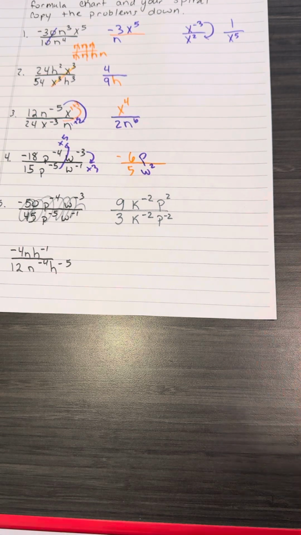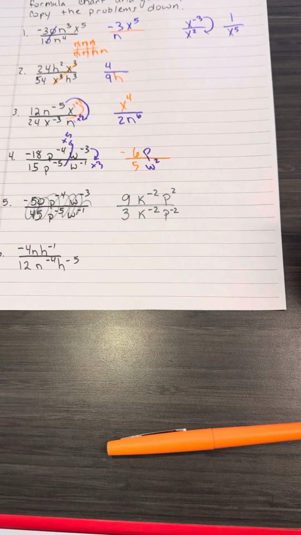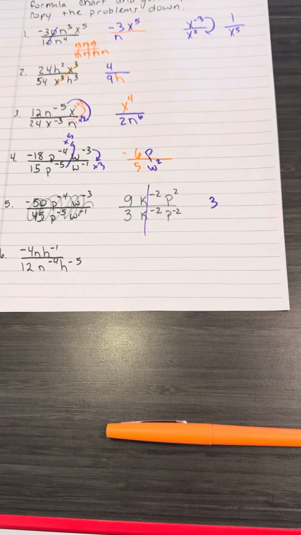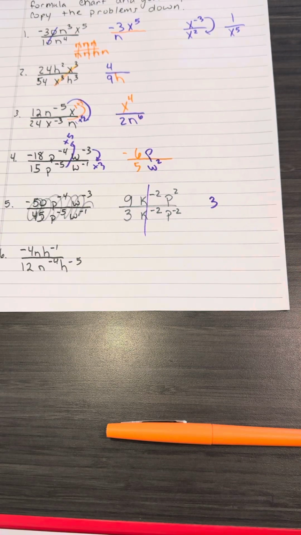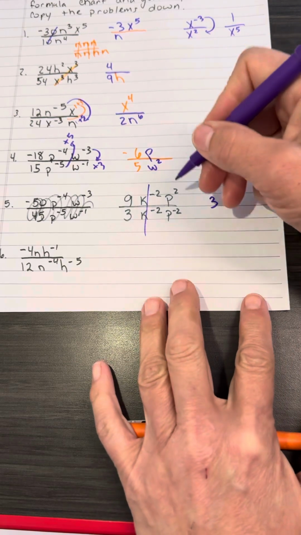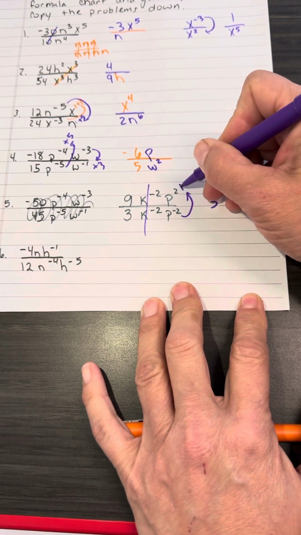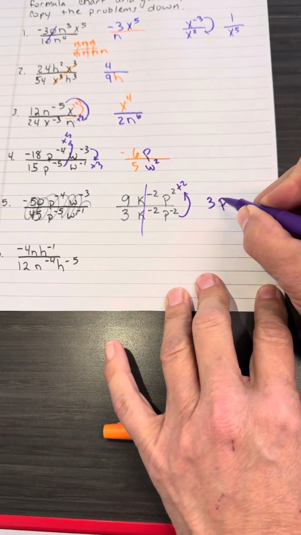Okay, so what is 9 divided by 3? 3. And what happens to the K? Cancels out. Do the P's cancel also? No, but yes is the most common wrong answer. That's why I put this one on here. So, even though they're the same number, they're both not negative or both not positive. So, it doesn't cancel out. So, the -2 is going to move to the top, and you're going to add it to the top. So 2 plus 2 is 4. So you're going to have P to the 4th.